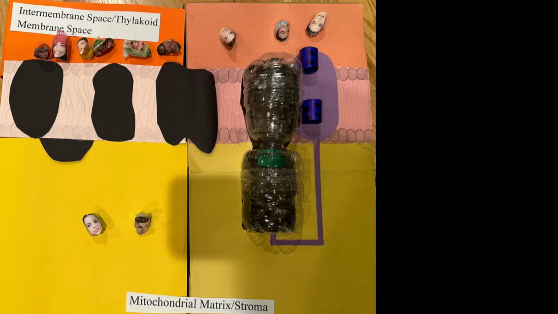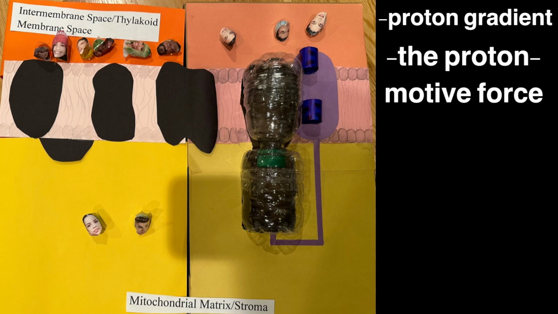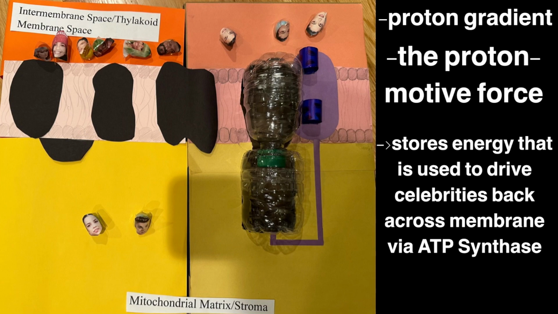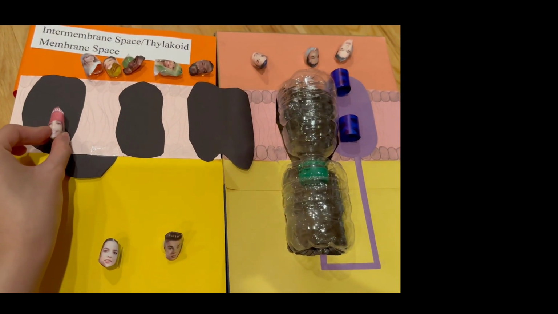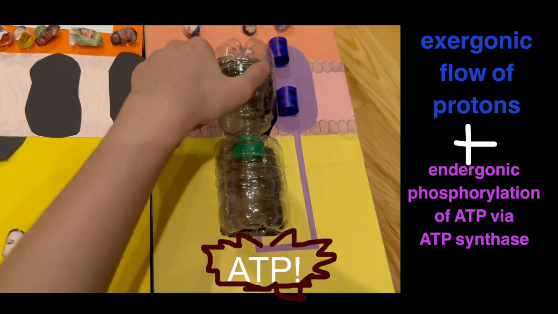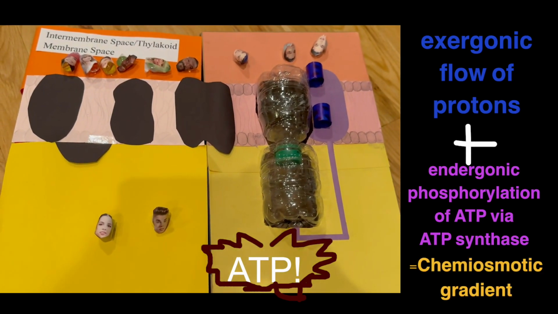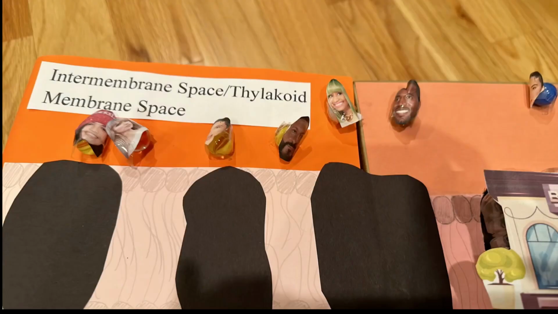This distribution creates a proton gradient, where the proton concentration is higher outside the membrane than inside. This gradient is also called the proton motive force, because it stores energy that is used to drive protons, slash celebrities, back across the membrane through ATP synthase. This coupling of the exergonic flow of the protons to the endergonic phosphorylation of ATP via ATP synthase is called chemiosmotic gradient.